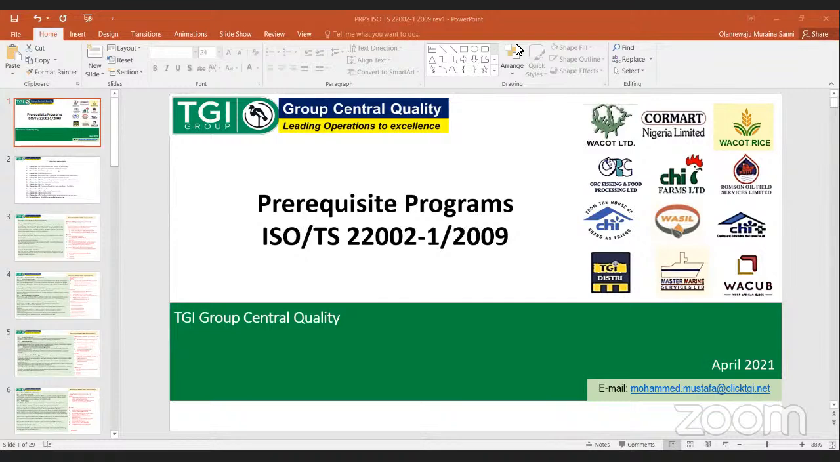awareness on prerequisite program, and I want to encourage every one of us to participate, and also where you have any issue of concern, you should please call us back so that we can explain further on it. Also, we have tried as much as possible to simplify the training program by looking at the requirements of the prerequisite program and also comparing it with whatever we have on ground, that is our SOPs, our cleaning program and everything.